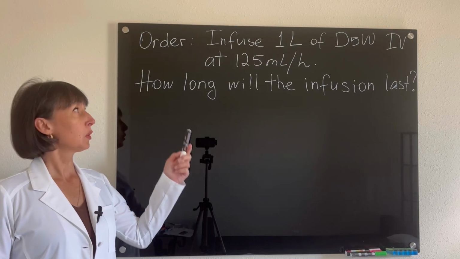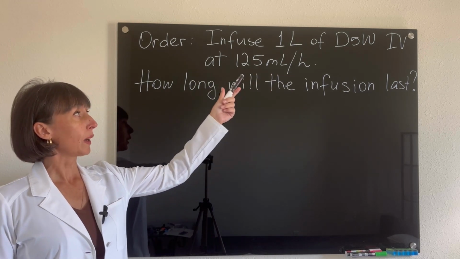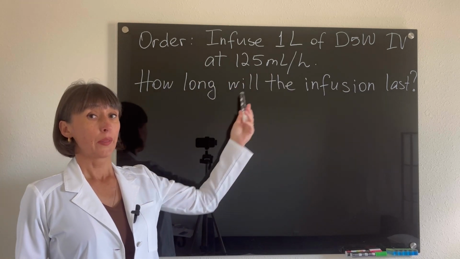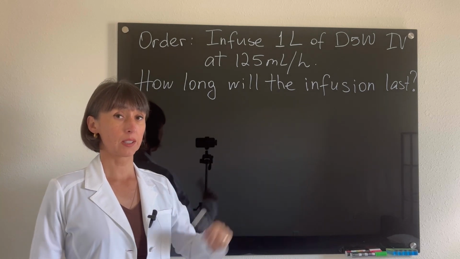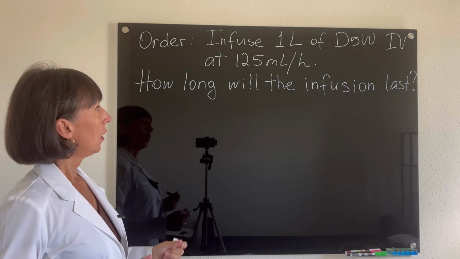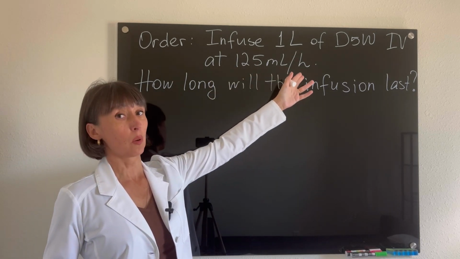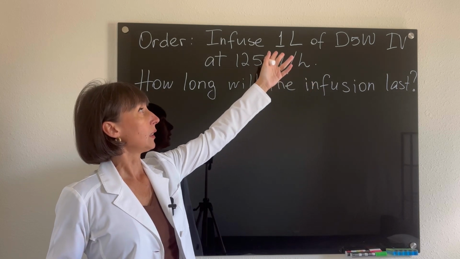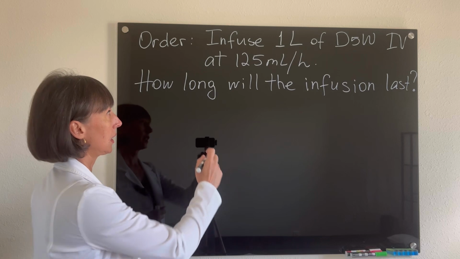In this problem, we are ordered to infuse 1 liter of D5W at 125 milliliters an hour. The question is, how long will the infusion last? Let's take a look. What do we know? We know that 125 milliliters are going over 1 hour, and 1 liter, we don't know how many hours. Let's set it up just like that using the DKP method.